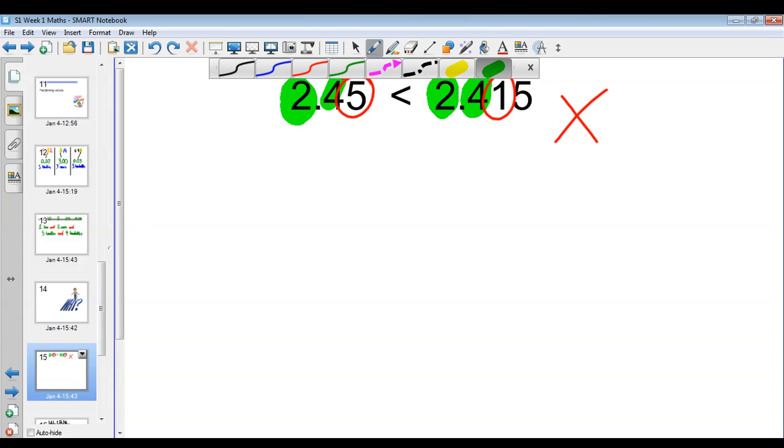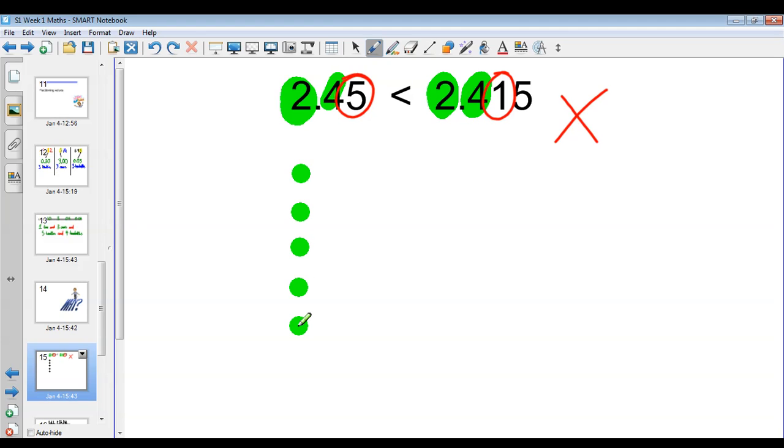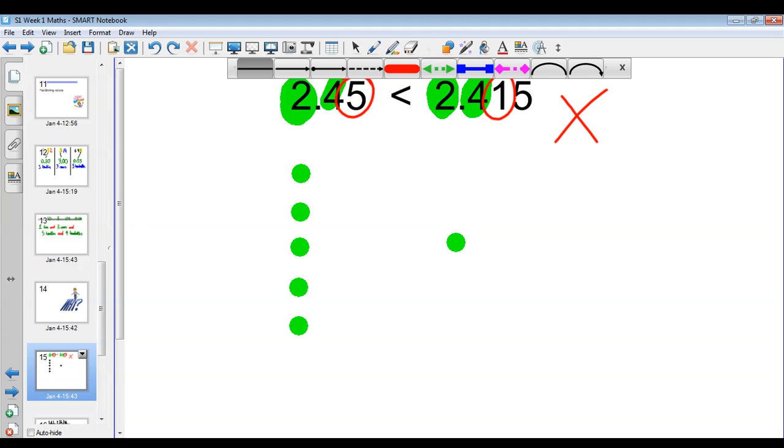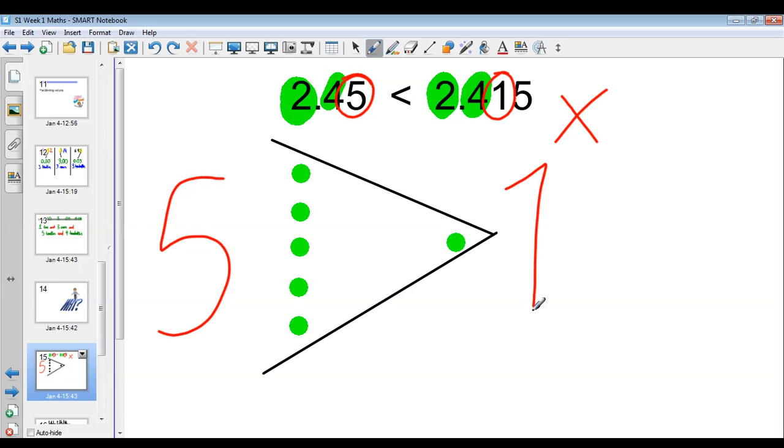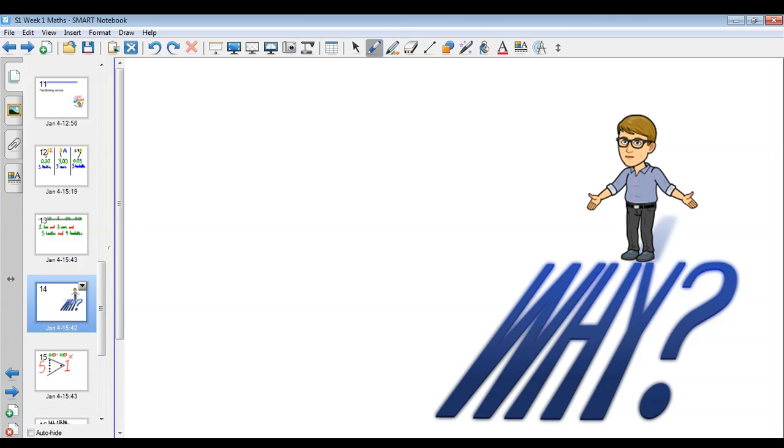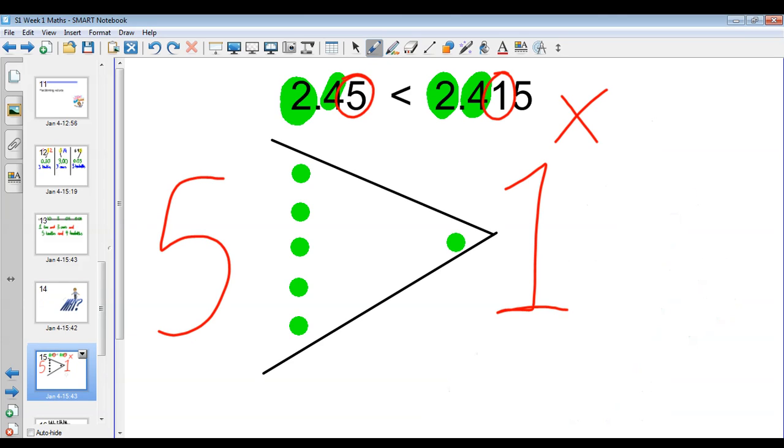Well, it's a good job I listened when I was in reception class, because I remember that 5 compared to 1 is much greater. Therefore, 5 is greater than 1. And going back to the original problem, 2.45 is actually greater than 2.415. So to anybody who asks, why? Well, that's why. Knowing how to partition decimal numbers helps us to compare them in their sizes.